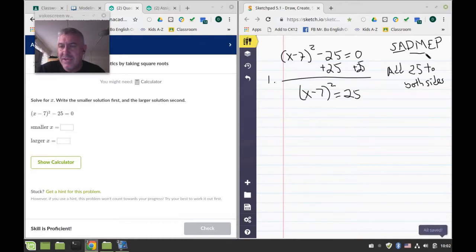My next step on the inverse order of operations is divide and multiply. But I don't have any coefficient here, so I can't really do that. So skipping to exponent, here I have an exponent. So the inverse of squared is square root. This is just like what we did last time, except that there's something inside the parentheses, and last time there wasn't. So we're left with x minus 7 is equal to 5, or x minus 7 is equal to negative 5.